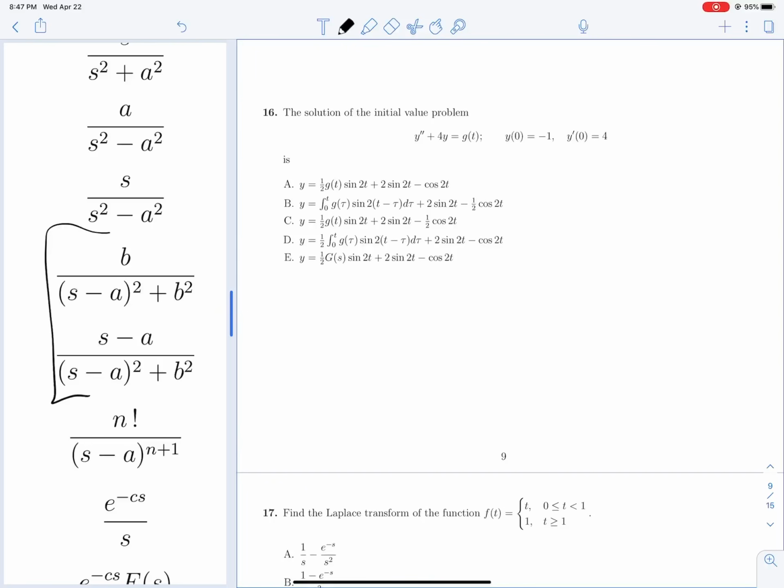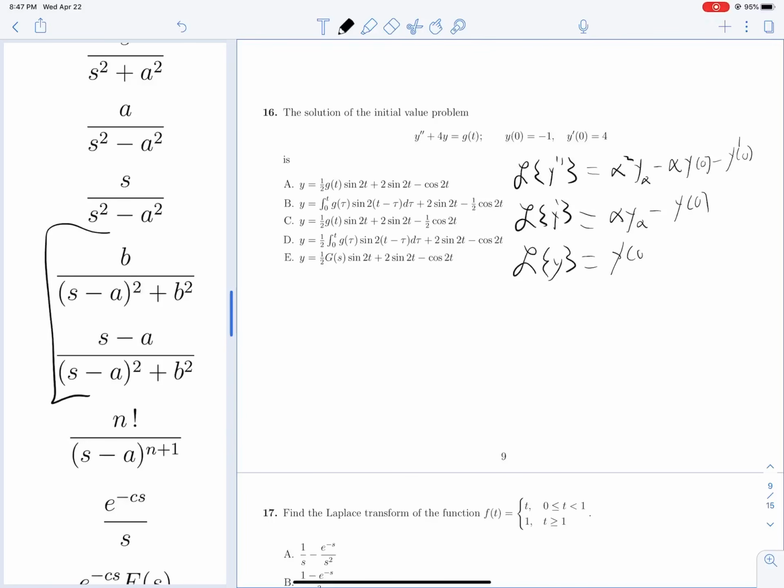16, what's the solution to this initial value problem? So hopefully you know this already, because I'm getting a little tired of writing it out: the Laplace transform of y double prime is going to be alpha squared y subscript alpha minus alpha times y at 0 minus y prime at 0. And the Laplace transform of y prime is alpha y at alpha minus y at 0. And the Laplace transform of y is y at, no, it's not y at 0, it's y subscript alpha, at least the way I write things out.